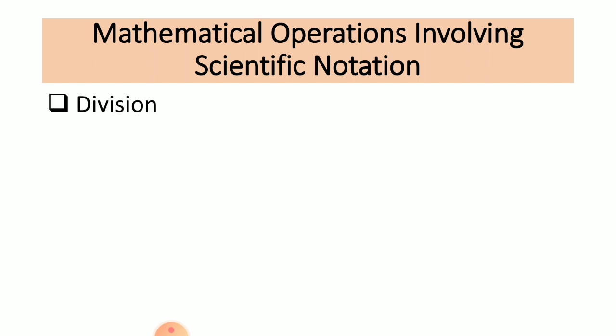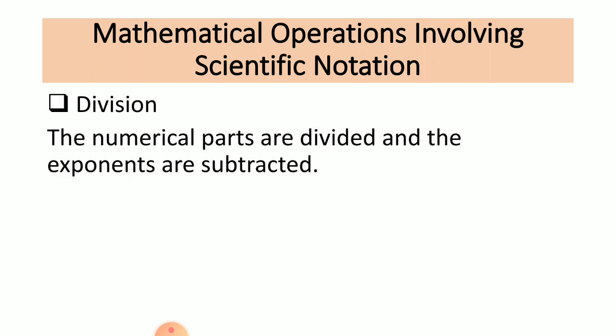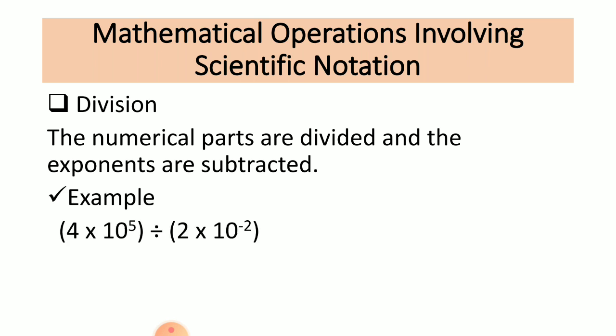And lastly, we have the division. Just like on the multiplication, we need to divide the numerical parts, but the exponents will be subtracted. For example, let us divide 4 times 10 raised to 5, divide it by 2 times 10 raised to negative 2. So first, divide the numerical parts.